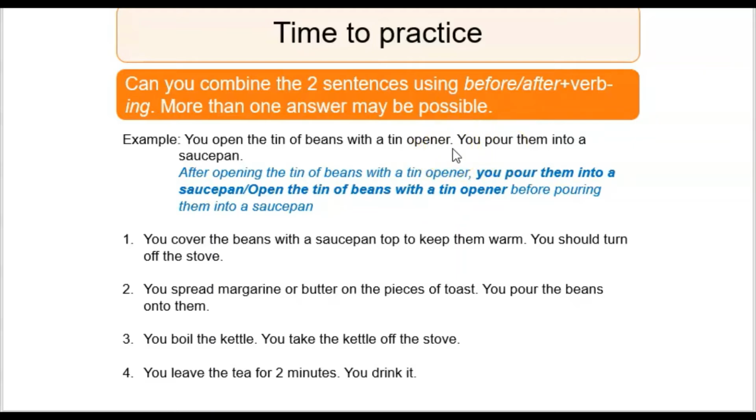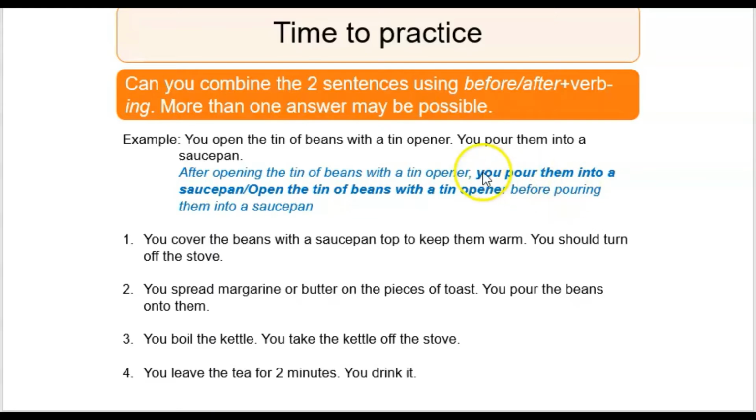Okay, so one possibility is after plus verb ing. After opening the tin of beans with a tin opener, comma, you pour them into a saucepan. Okay, an alternative is open the tin of beans with a tin opener before, no comma, pouring them into a saucepan. Okay, so it really depends here what you want to emphasize.